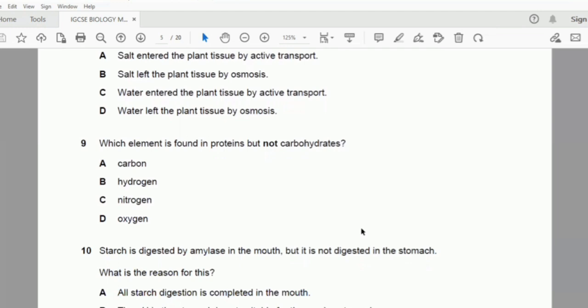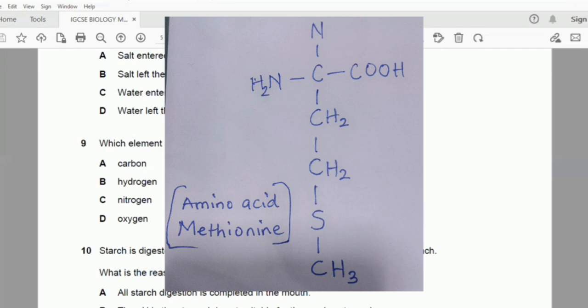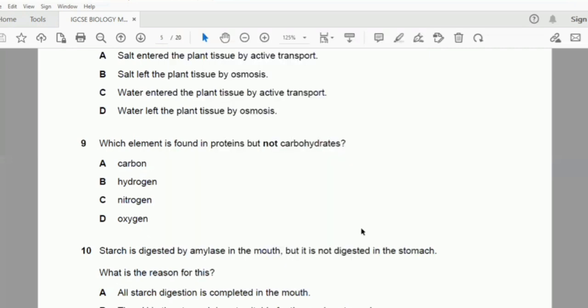Number 9, which element is found in proteins but not carbohydrate? Remember our CHO: carbon, hydrogen, and oxygen. Carbohydrate has carbon, hydrogen, and oxygen, but there is an additional element when it comes to protein. It's not just carbon, hydrogen, and oxygen. Proteins also have nitrogen. Some of them also have sulfur too, depending on the type of amino acid that it contains. So here we are looking at the one found in proteins but not in carbohydrate. The correct answer is nitrogen.